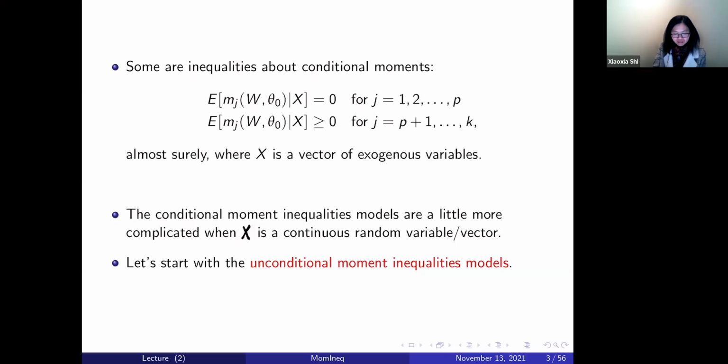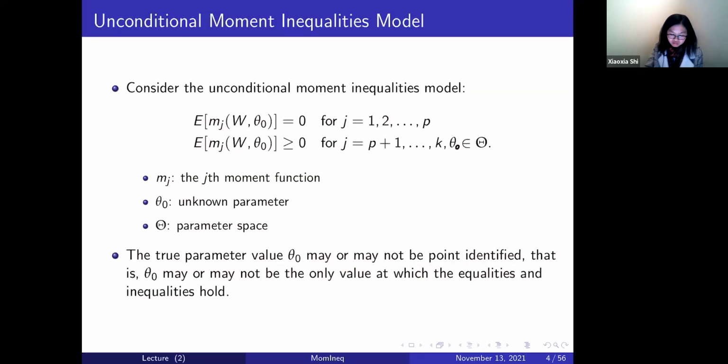So let's start with the simpler model, the unconditional moment inequality models. As I wrote on the previous slide, this is the general form of unconditional moment inequality models. Here we have P moment equalities and K minus P moment inequalities. These thetas are unknown parameters, W is observable random variables, and m_j are known moment functions. Capital Theta is the parameter space. Because the model is defined by inequality restrictions, we may or may not have enough equalities to point identify the parameter. So the true value of the parameter may or may not be point identified.